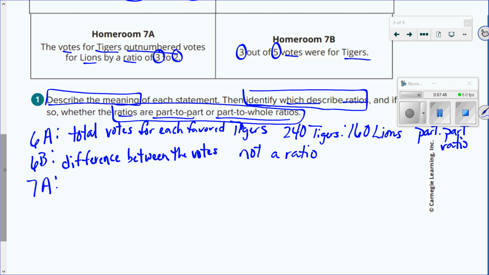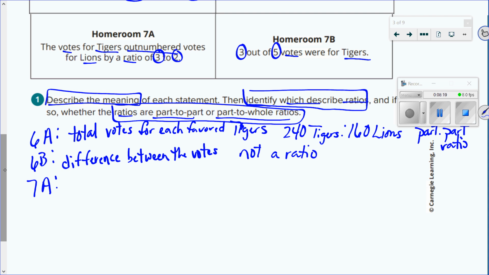Okay, 7A. What one is that one telling us? Raina, what about 7A? What is it talking about? What's it telling us? Describe the meaning of the statement. What does it mean? There are more votes for lions than tigers. Tigers outnumbered lions, but there's more votes for lions?